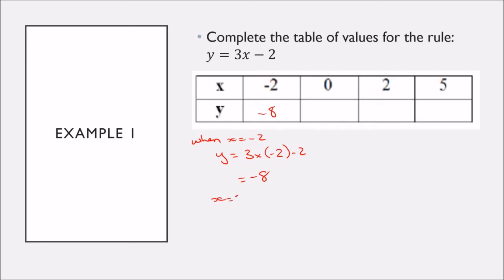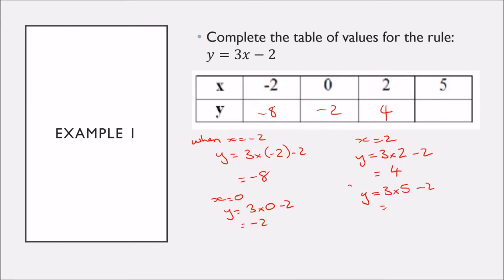So when x equals 0, we're going to have y equals 3 times 0 minus 2. Well, 3 times 0 is 0, so we're just going to end up with -2. When x equals 2, we're going to have y equals 3 times 2 minus 2. So 3 times 2 is 6, minus 2 will give us 4. And y equals 3 times 5 minus 2. 3 times 5 is 15. 15 minus 2 will give us 13. So that one's when x equals 5. Oops, that 3 didn't come out. 13. So there is our table of values.